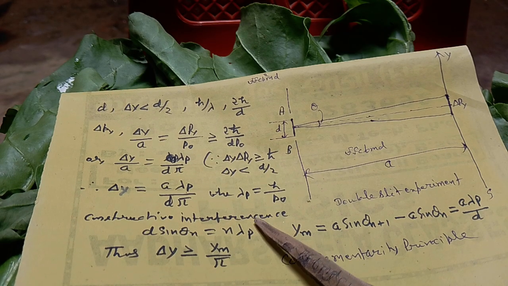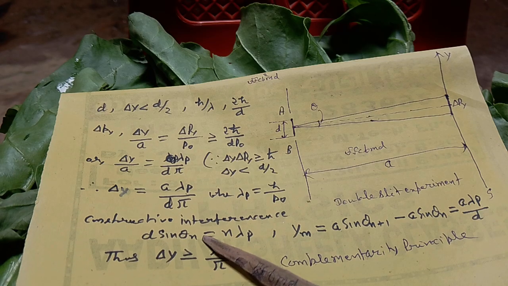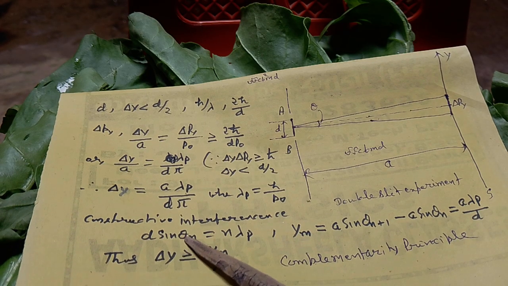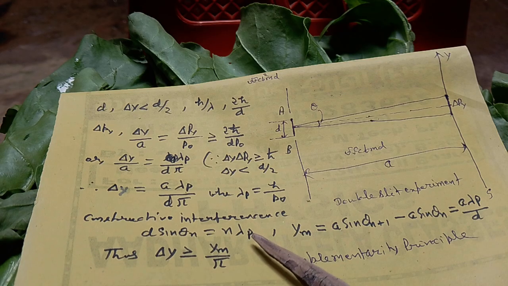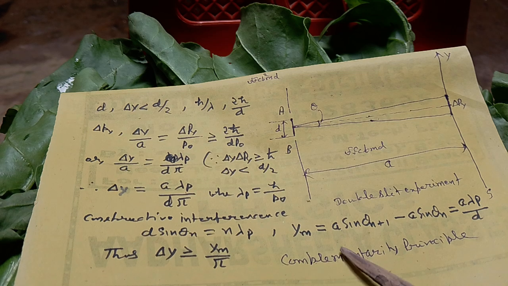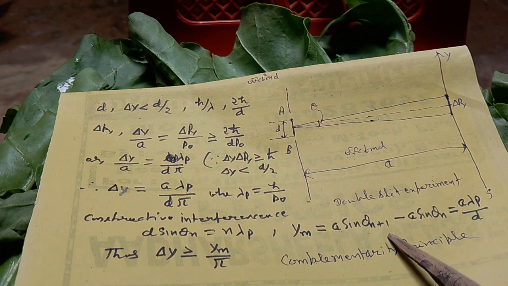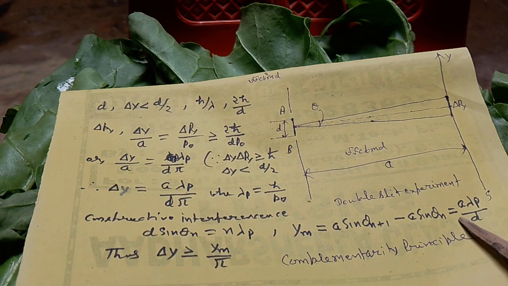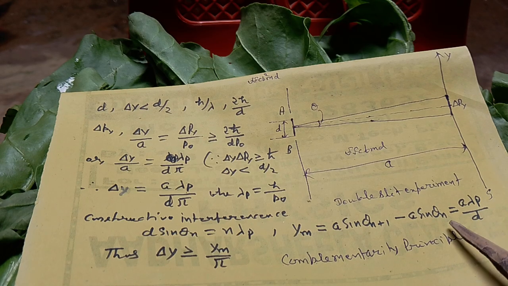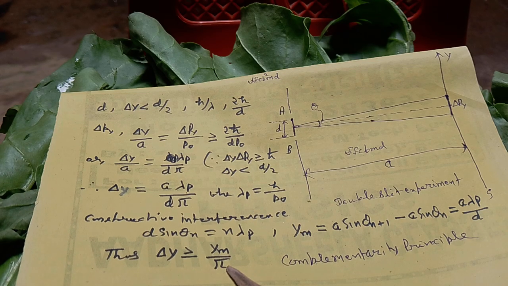Now the condition for constructive interference is d sine theta sub n equals n lambda sub p, so that the distance between two adjacent maxima is y sub m equals a sine theta sub n plus 1 minus a sine theta sub n, equals a lambda sub p divided by d. Thus we get delta y greater than or equal to y sub m divided by pi.